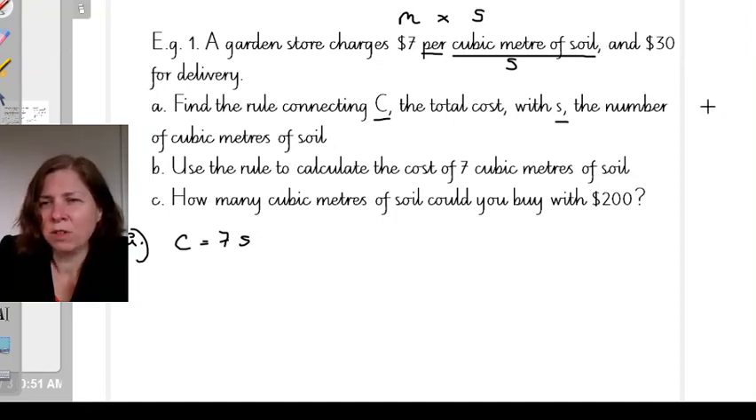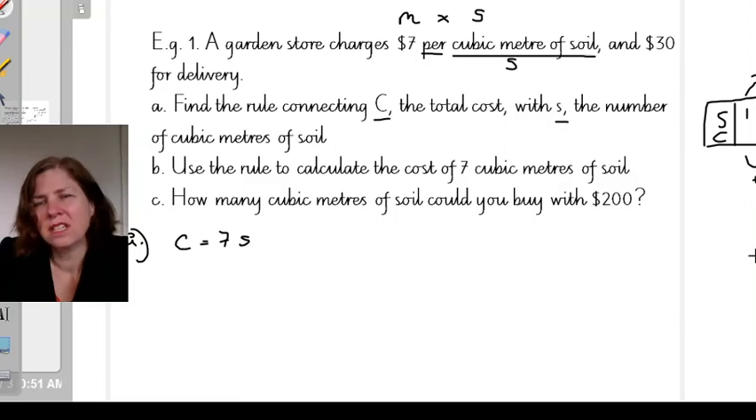So if I had a table of values like this with S and C, when I go from 1 to 2 here and I add 1, my cost is going to go up by 7. So that's where the link is between this M value here, this per number, and the actual gradient. It's increasing by 1 whenever my S value, which is the equivalent of my X value, is increasing by 1.